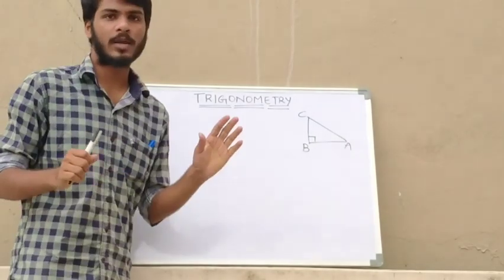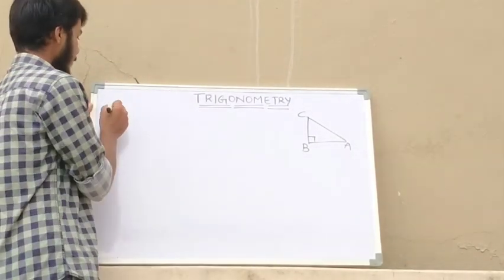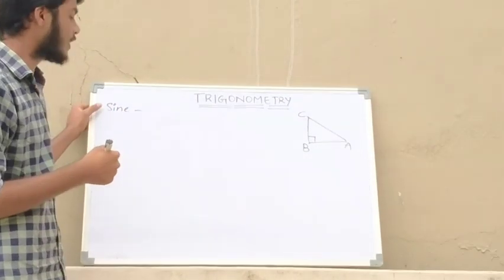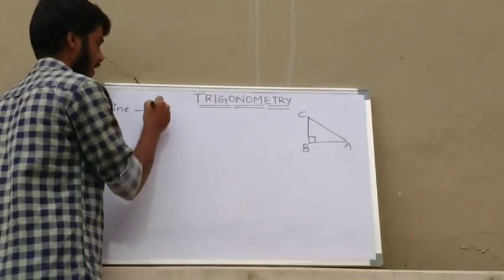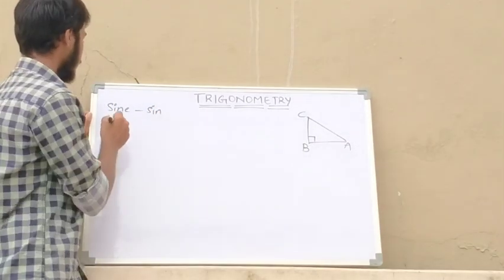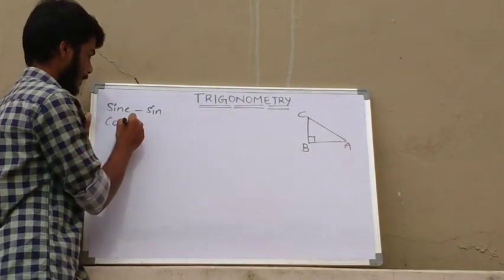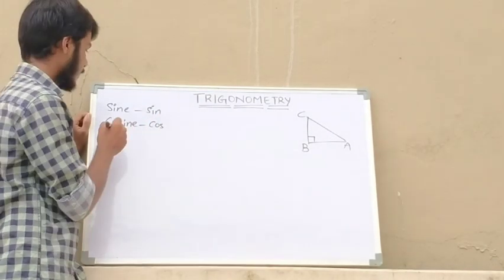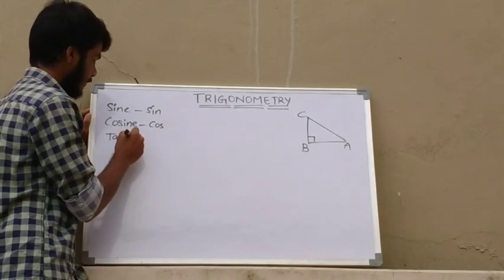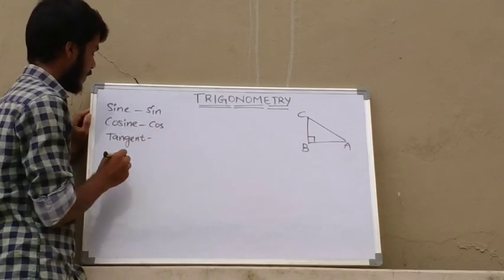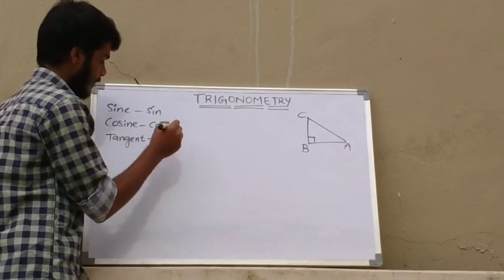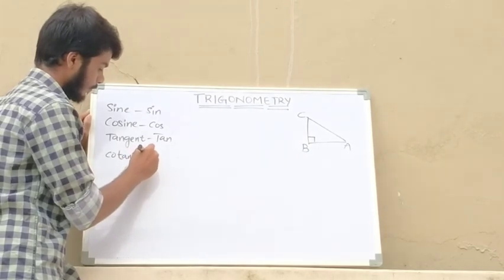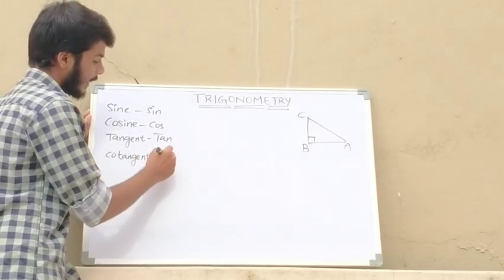So there are 6 types of trigonometric ratios. They are sine, which we can write in the short form as sin. And next one is cosine, the short form is written as cos. Next one, tangent, the short form tan. Next it is cotangent, the short form we can write as cot.